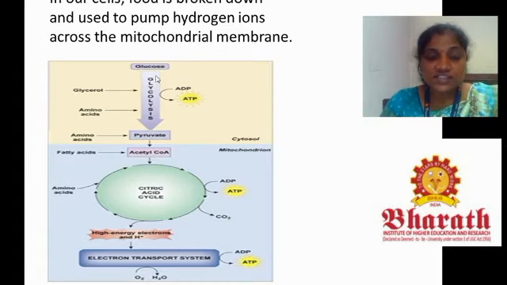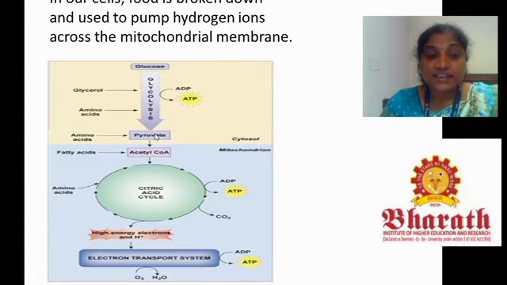In the first step, glycolysis, glucose is converted into 2 pyruvate molecules, and it occurs in the cytosol region. It is a 10-step process. There are 10 steps to convert this glucose into 2 pyruvate molecules, and that is called glycolysis. Here the net yield is 2 ATP molecules.